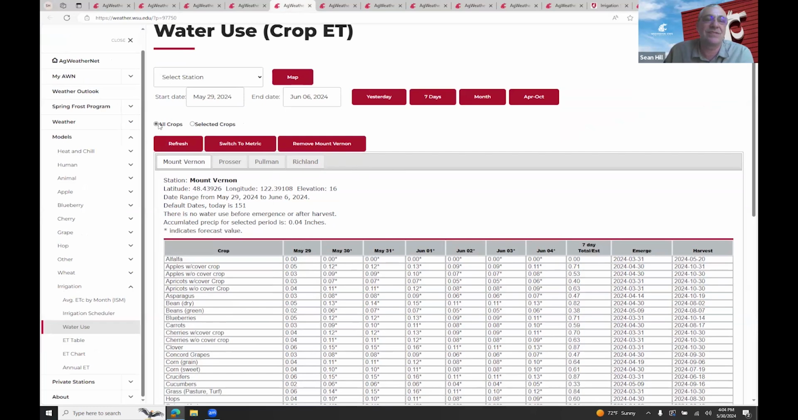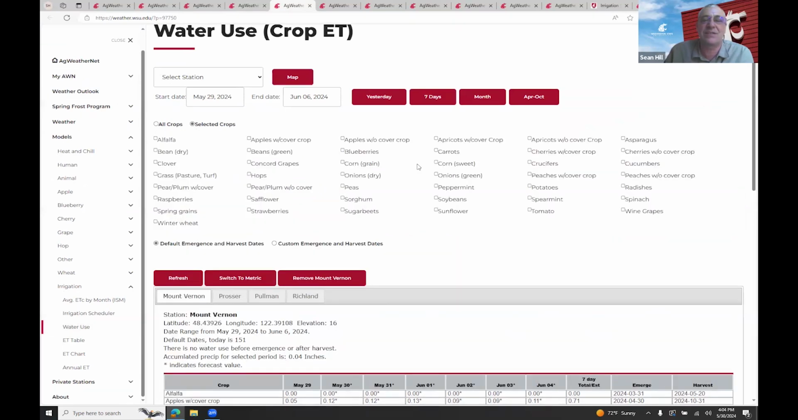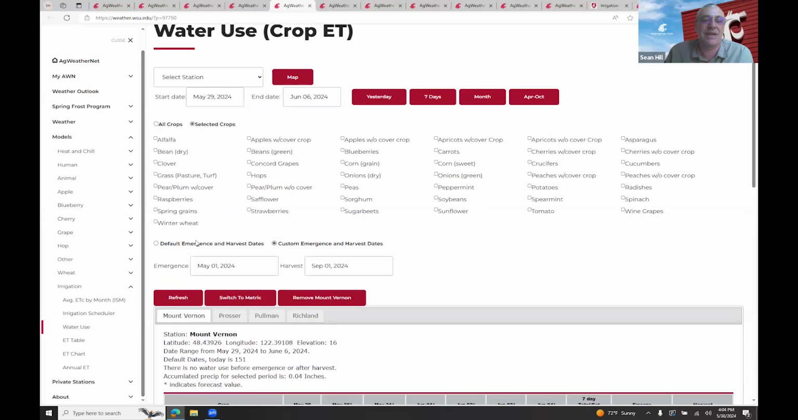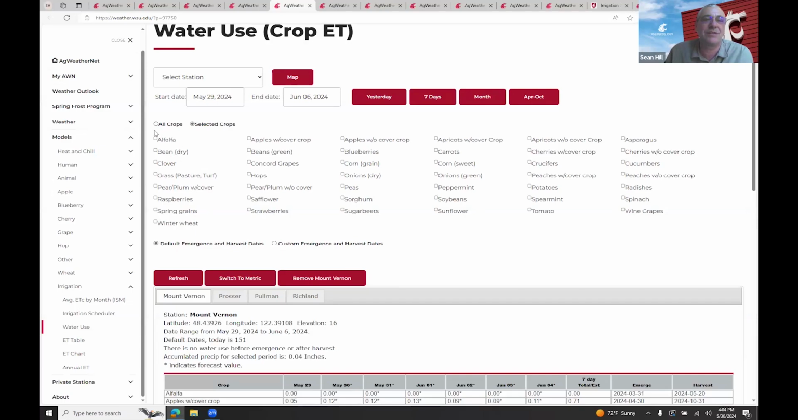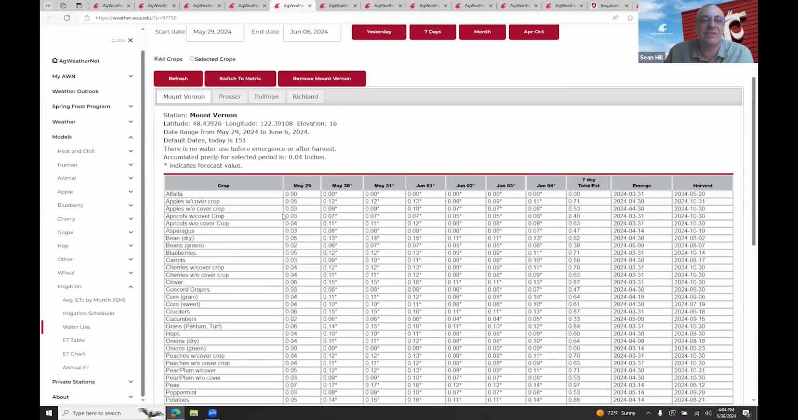And you'll notice that there's the option to choose all crops or selected crops. If I change to selected crops, here's all of the available options. You can use default emergence and harvest dates, or you can customize them when you are in the selected crops option. This particular screen is for all crops.